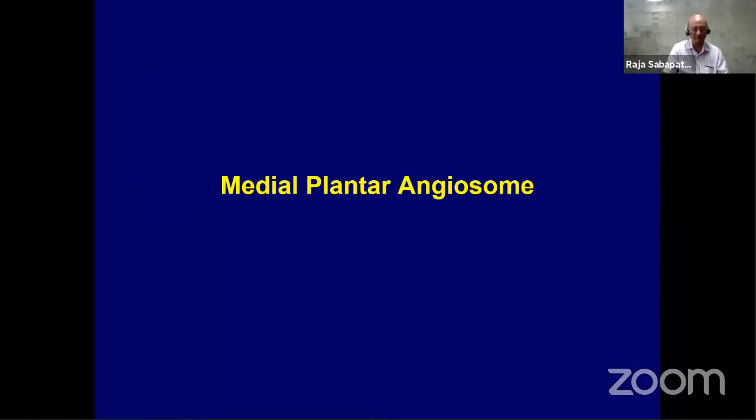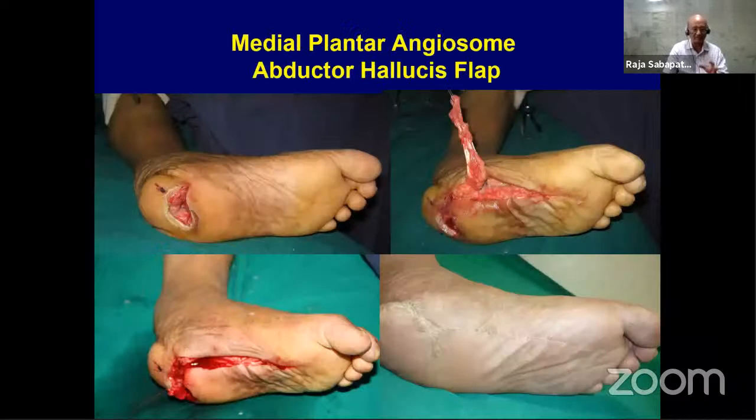Now, what do we do with the medial plantar artery group of flaps? Here you find an ulcer. When you debride it, it will form a cavity. And for this cavity, what you require is some filling space.